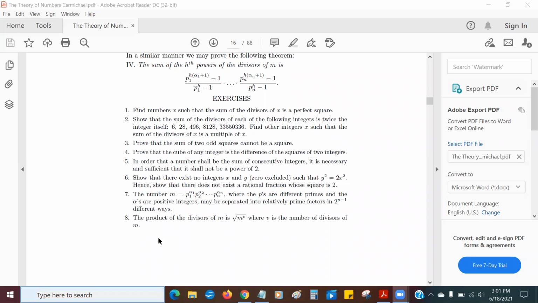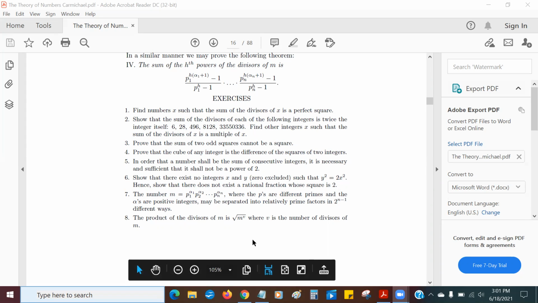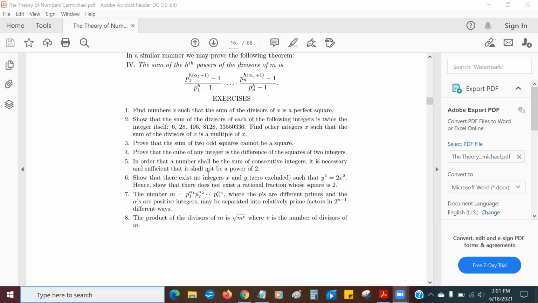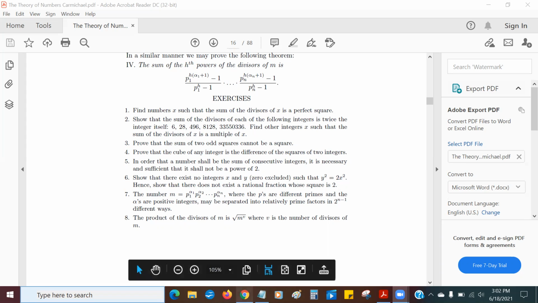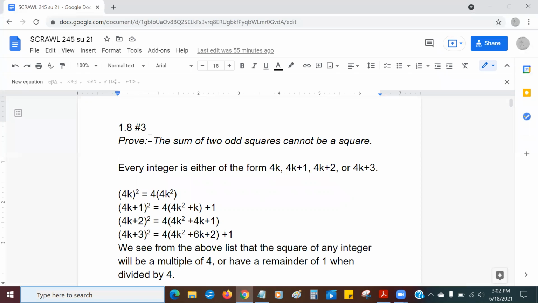These are some exercises in 1.8, and I want to do number 3 and number 4 right now. They're kind of interesting, and I want to do them now. So let's go right to 1.8, number 3. This, by the way, is the Google Doc, which I gave you the link to. So if you ever want to just look directly at the Google Doc, it's all right there. Anyway, prove the sum of two odd squares cannot be a square.